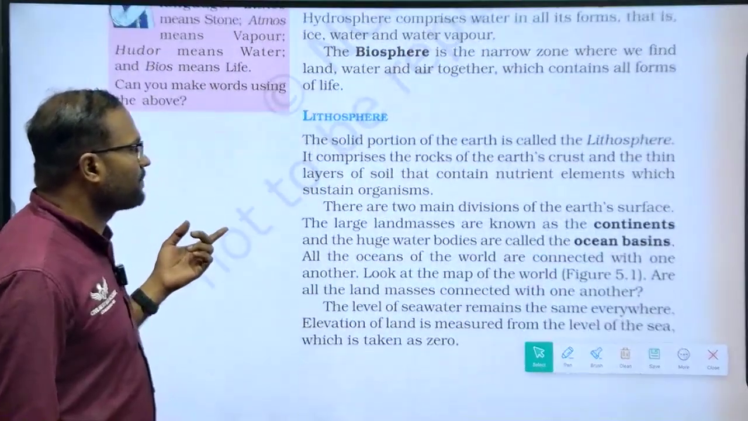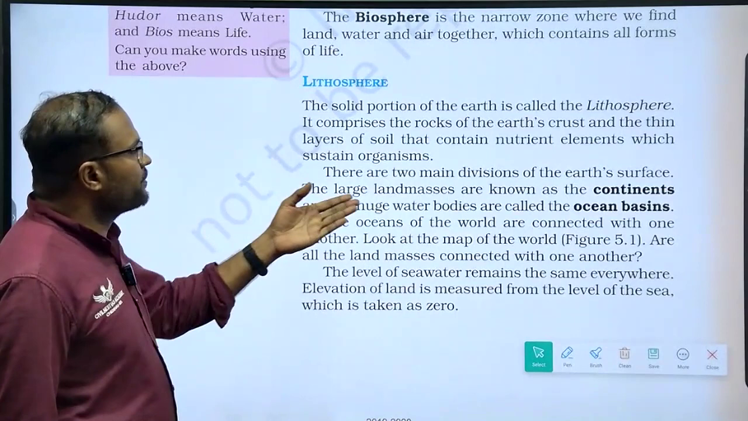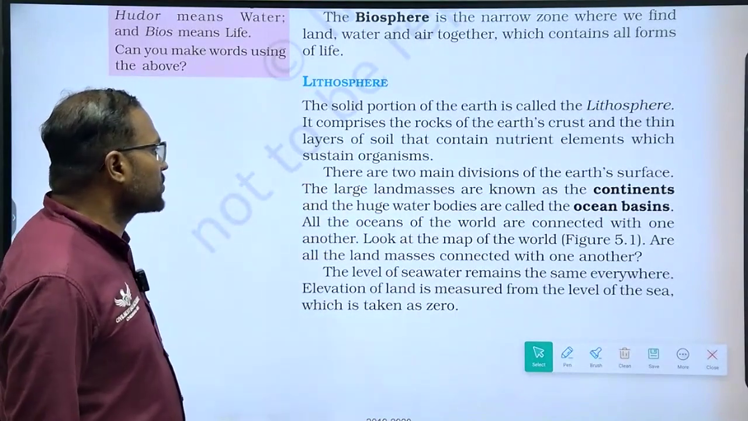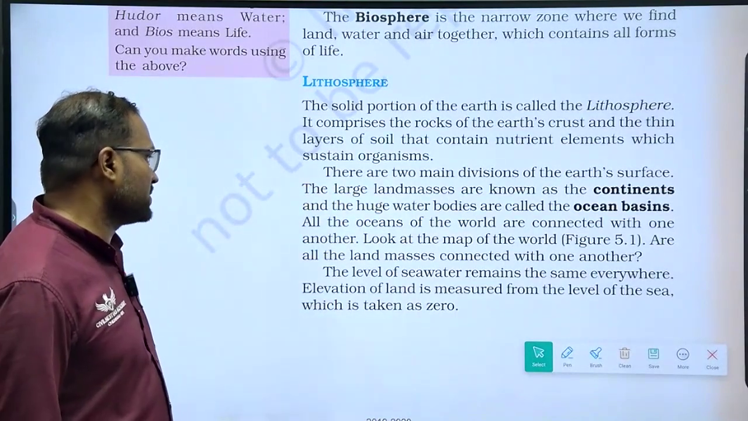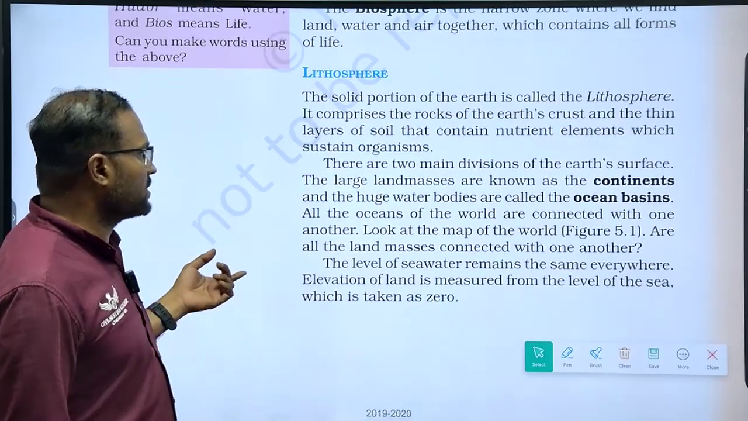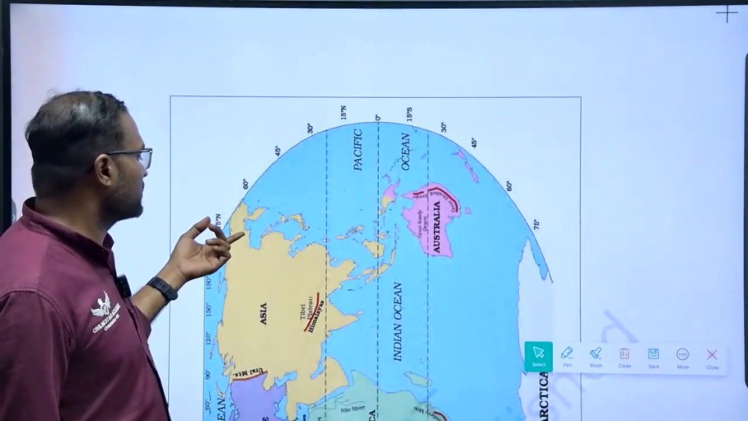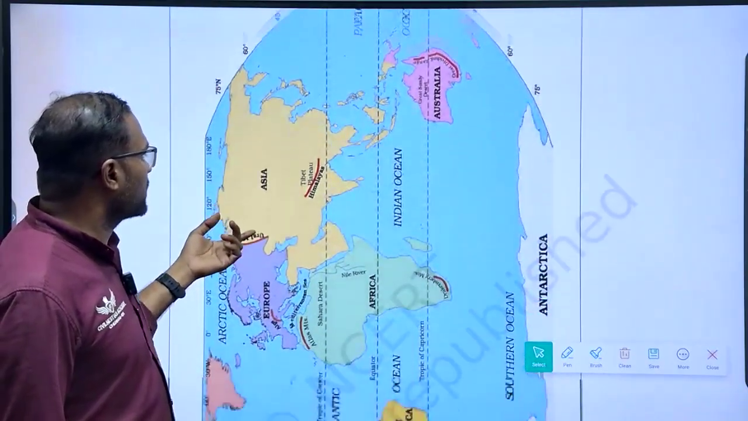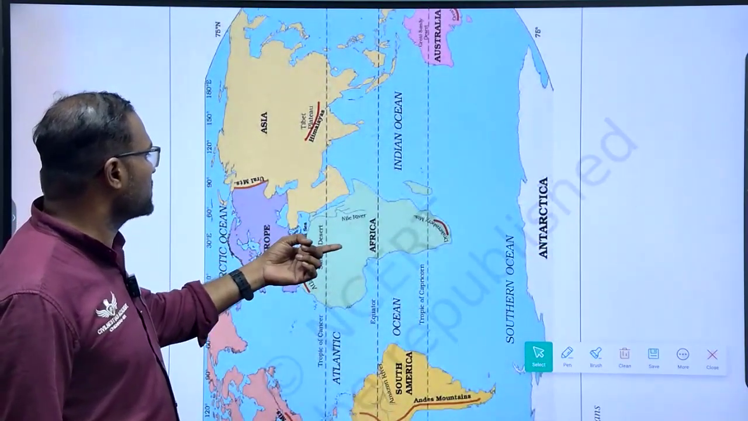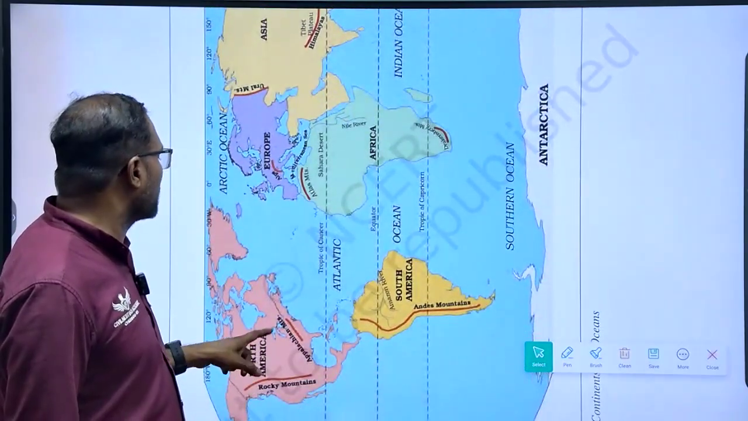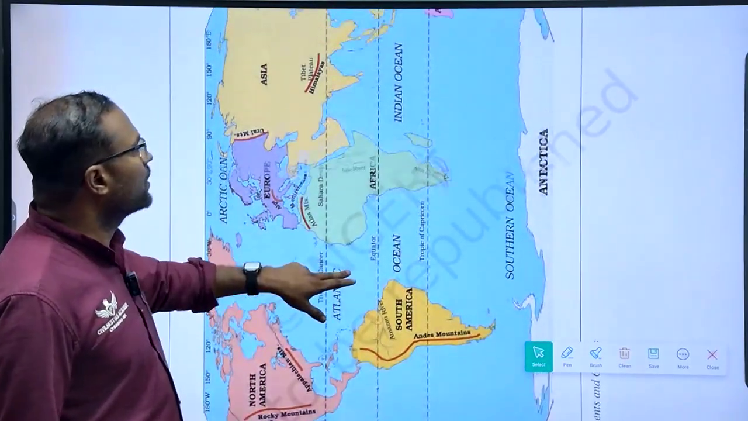All right. So in the lithosphere, we come to know the terminology continent, then ocean basins. Do you know what a continent is? Continents are the raised surfaces above the sea level. So these are the continents. Remember: Asia and Africa, South America and North America, and Europe and Antarctica.